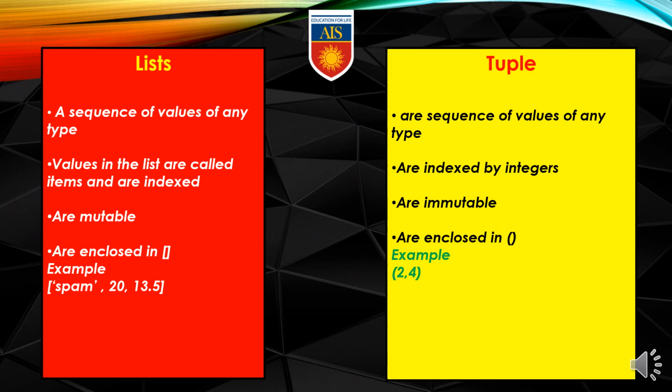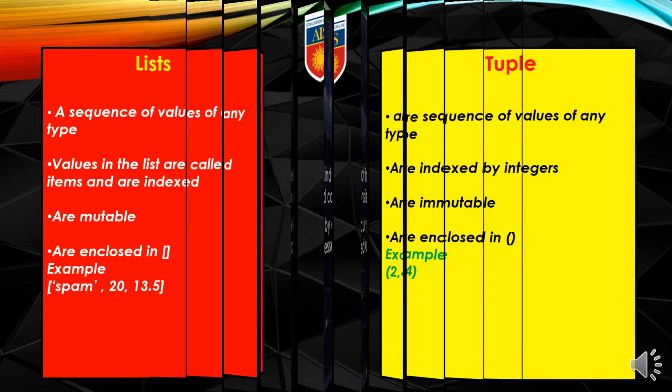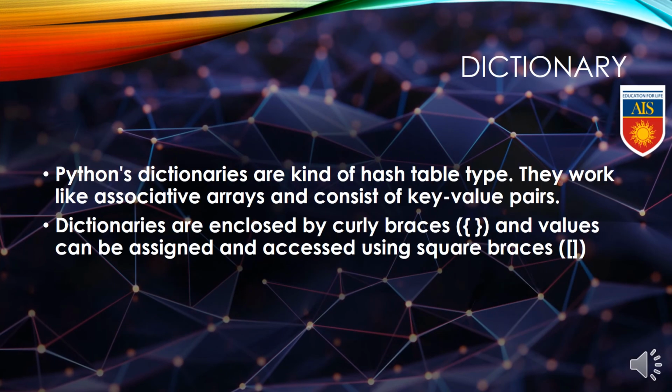Here is the example of a tuple: spam, 20, 13.5. Next is the dictionary. Python's dictionaries are a kind of hash table type. They work like associative arrays and consist of key-value pairs. Dictionaries are enclosed by curly braces, and values can be assigned and accessed using square brackets.